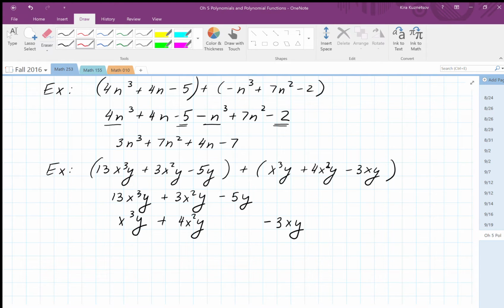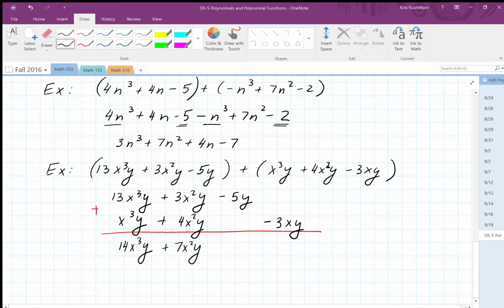So if I'm adding these polynomials this way, I'm only writing like terms right underneath each other. So I have 13x cubed y's plus 1 of those same x cubed y's. So together I have 14x cubed y's. My next term is x squared y. I have 3 of those from the first polynomial and 4 more of exactly the same thing from the second, so I have a positive 7x squared y.